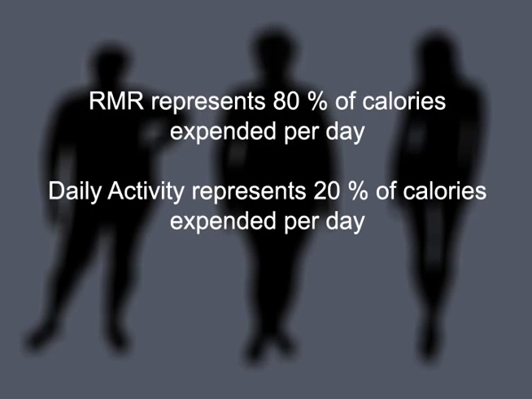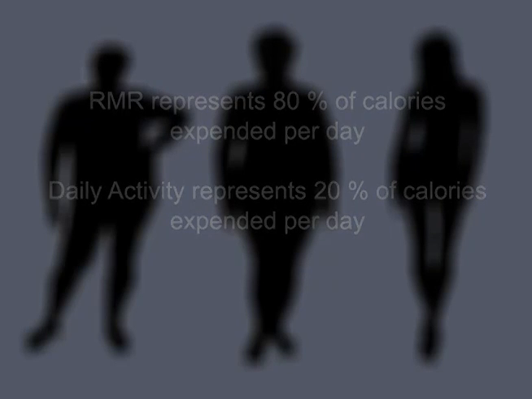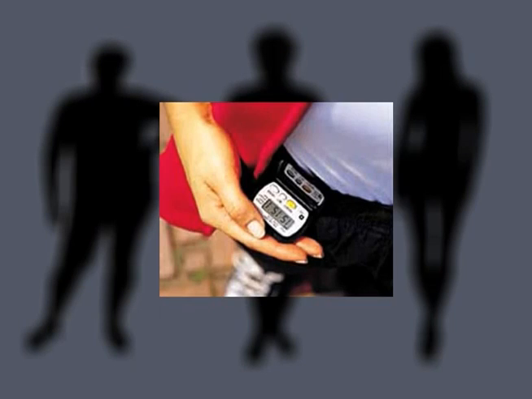RMR represents about 80% of the number of calories that we expend per day. Our daily activity represents roughly about 20% of the calories expended per day. A simple clinical method of measuring daily activity is having patients wear a pedometer. Every mile walked expends about 100 calories. Formal exercise is not included in daily activity calculations.